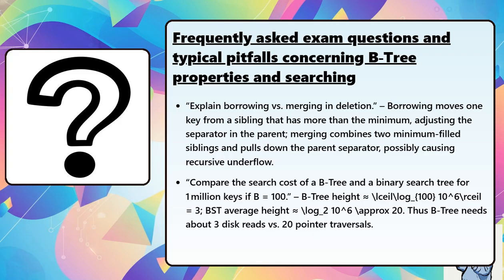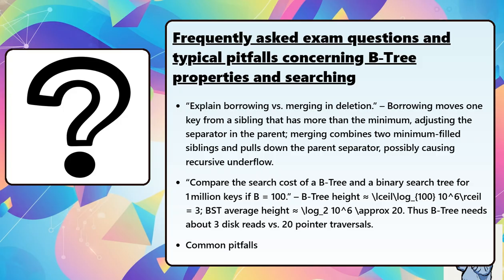Compare the search cost of a B tree and a binary search tree for 1 million keys if B equals 100. B tree height is approximately the ceiling of log base 100 of 1 million, which is 3. Binary search tree average height is approximately log base 2 of 1 million, about 20. Thus a B tree needs about 3 disk reads versus 20 pointer traversals.